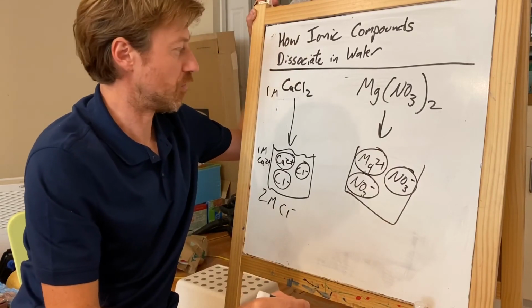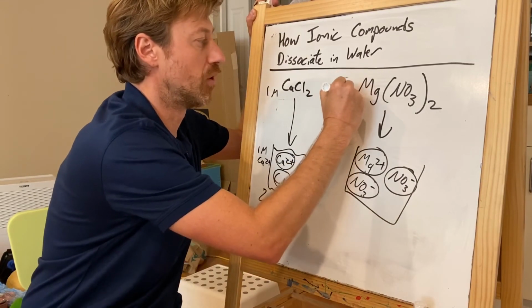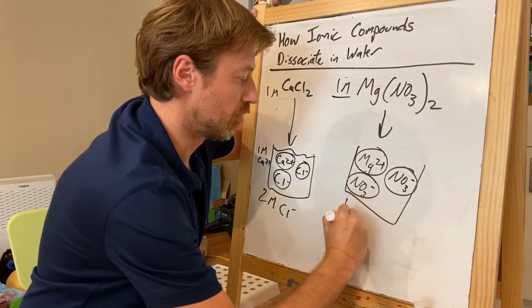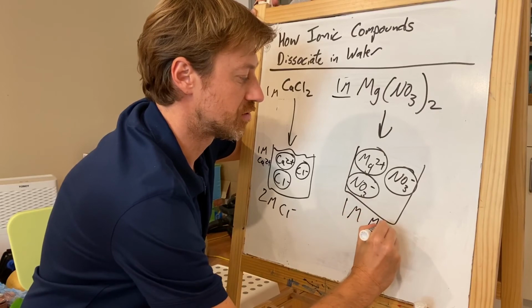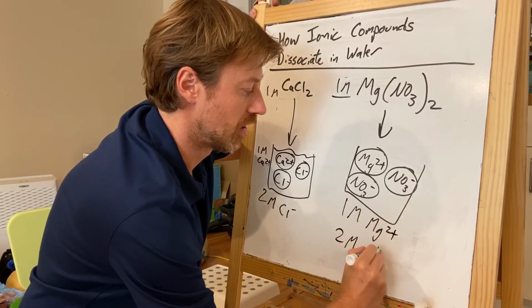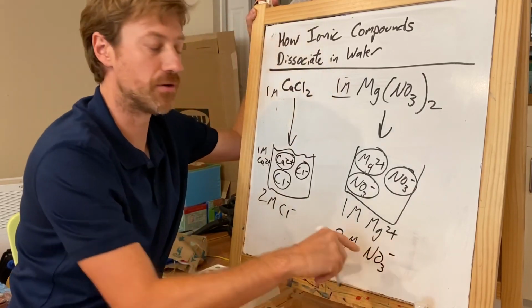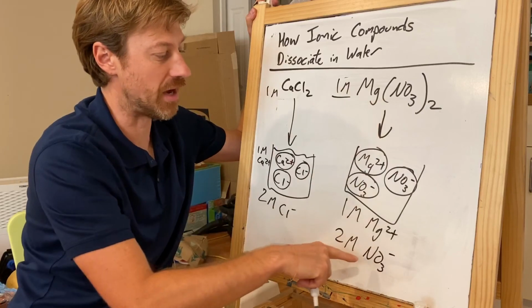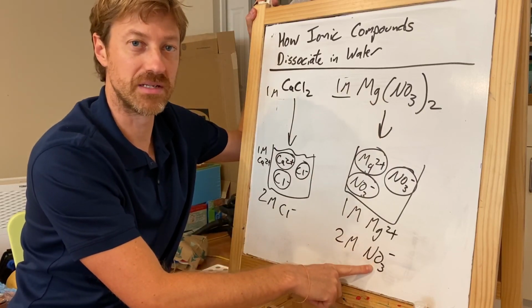So we would end up with, again, if we had 1 molar magnesium nitrate, we'd end up with 1 molar Mg2+ in solution, but 2 molar NO3-. And the NO3s, the nitrates, are not going to dissociate further. They will separate out from the compound, but they're not going to break apart into individual atoms.